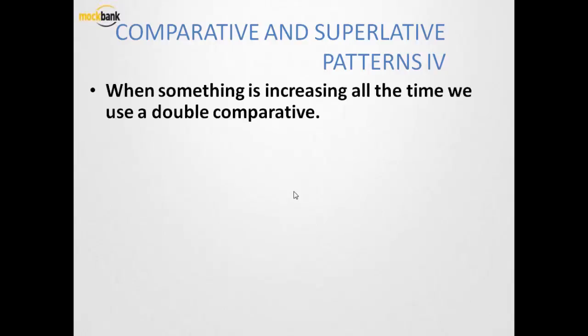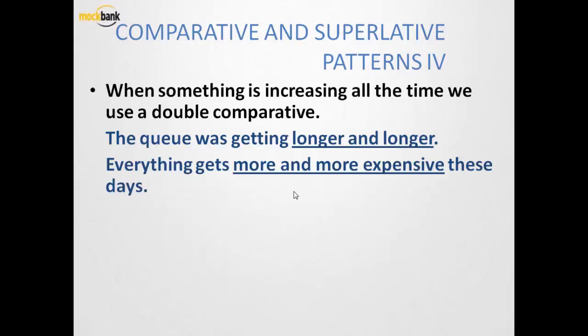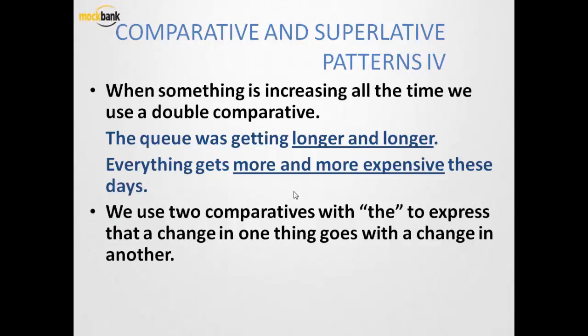This is again important when something is increasing all the time. We use a double comparative. An example could be, the queue was getting longer and longer. Everything gets more and more expensive these days.